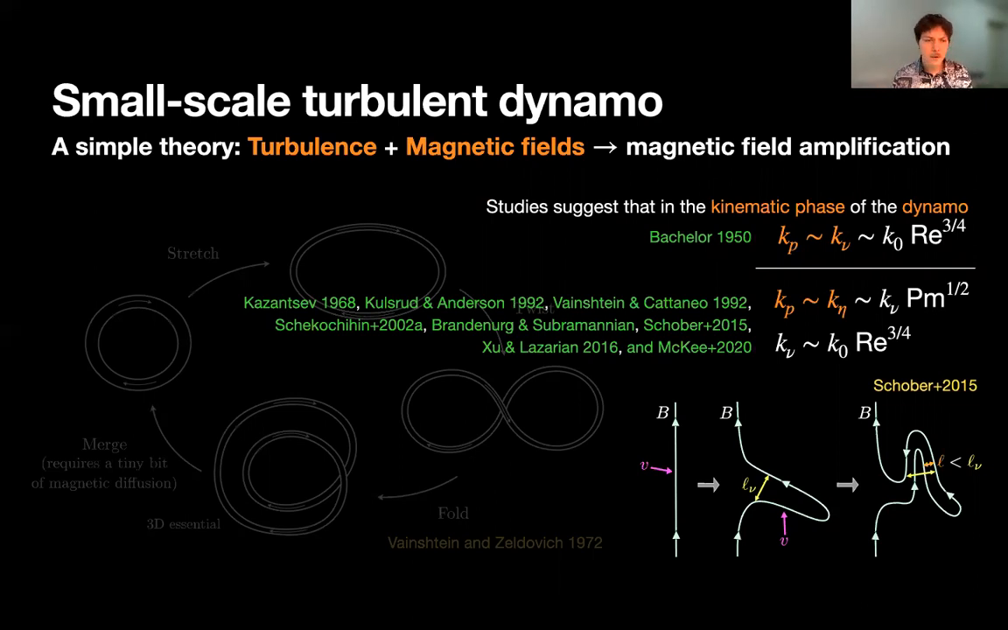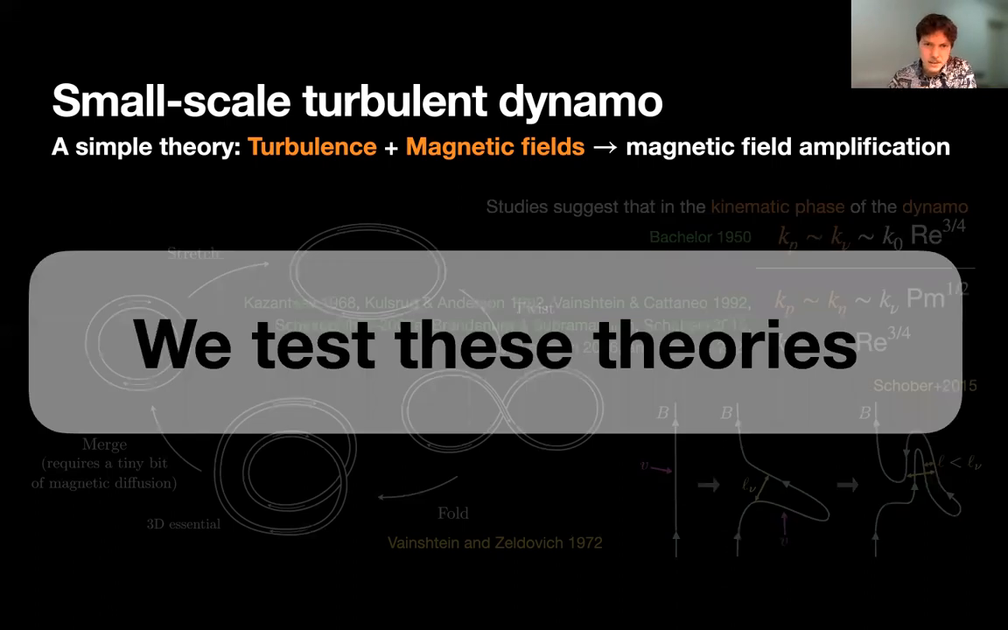Batchelor in 1950 proposed that magnetic fields should become concentrated at the turbulent viscous scale, because the viscous eddies are the fastest and therefore most dominantly amplify magnetic fields. Alternatively, more recent studies suggest that the magnetic field should become concentrated at the resistive scale, where magnetic fields dissipate instead. Now, in order for us to confirm what the principal dependence of the peak scale is, is it the viscous or is it the resistive scale, we ran simulations testing these theories.